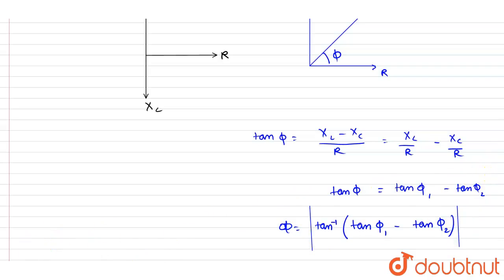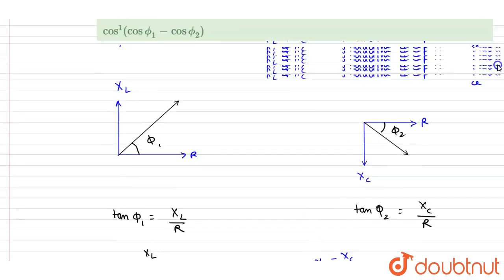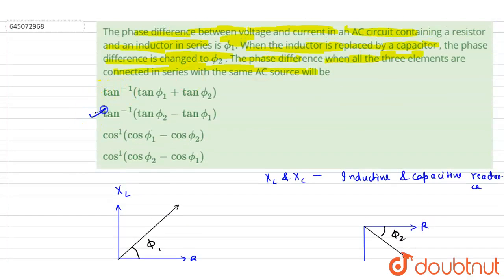Now you can check for the option here. So if you see, the correct option here will be B.